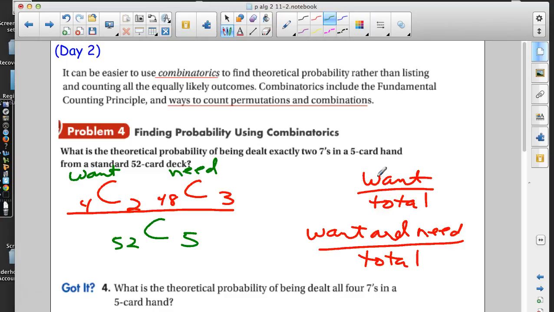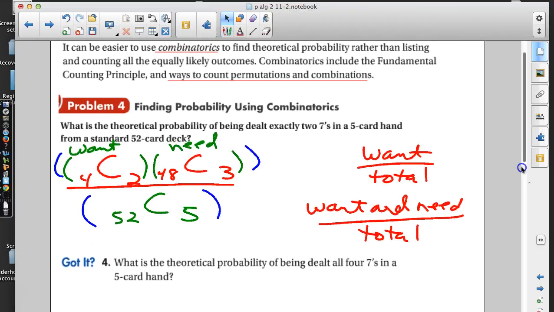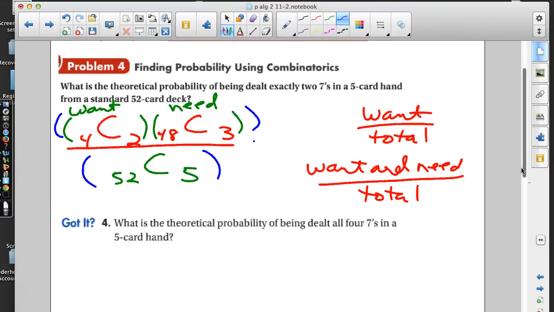So notice on the top here, I didn't put any sign between those two. That's because both of these, what I want and what I need, have to happen at the same time. These are going to be multiplied times each other. And then we're going to divide by that 52 choose 5. So if we wanted to, we could punch this in all at one time. We could put a set of parentheses on the top here, a set of parentheses on the bottom, and do that. But I guess I'm kind of old-fashioned in that too. I do like to see the individual numbers as I go through.